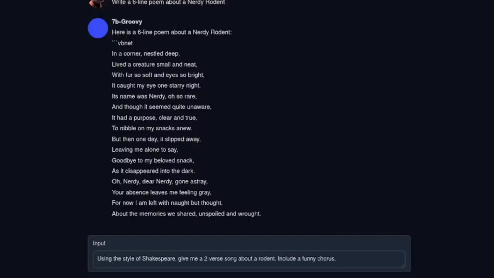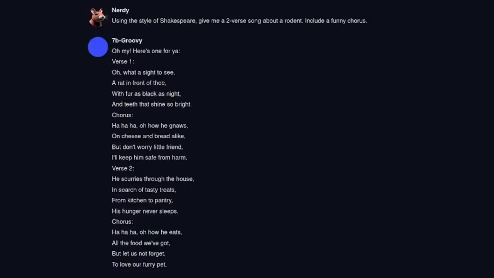Using the style of Shakespeare, give me a two-verse song about a rodent and include a funny chorus. There is Groovy 7B's masterpiece. I'll let you read that for yourself and figure out if that is a good song or not, but it looks okay. Obviously, we've got a lot of rhyming going on there: sea and thee, night and bright, all sorts of things like that, but not necessarily so much lower down, which is fine because it's a song. They don't have to rhyme. Is it particularly in the style of Shakespeare? Perhaps not so much, but never mind, it still looks okay.